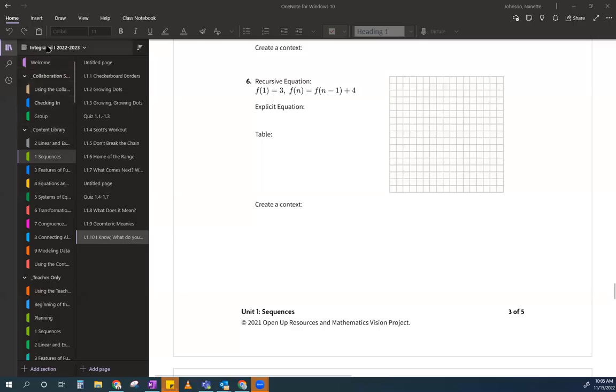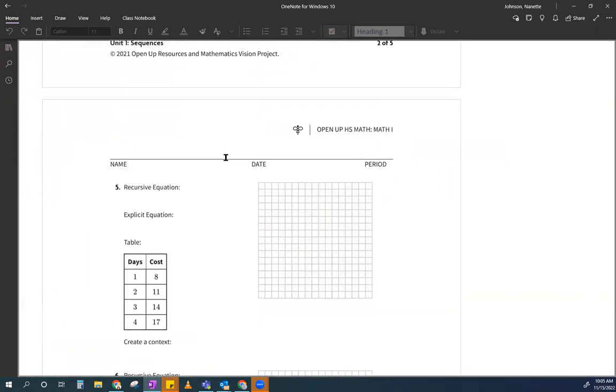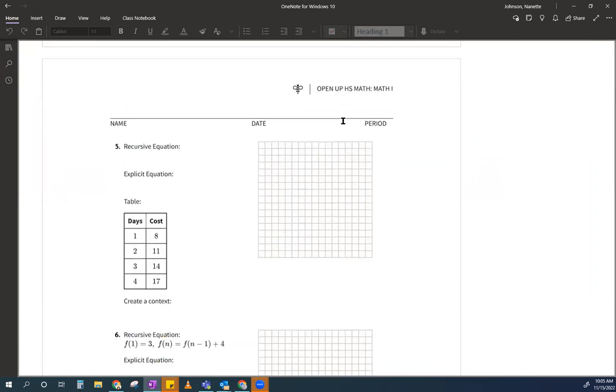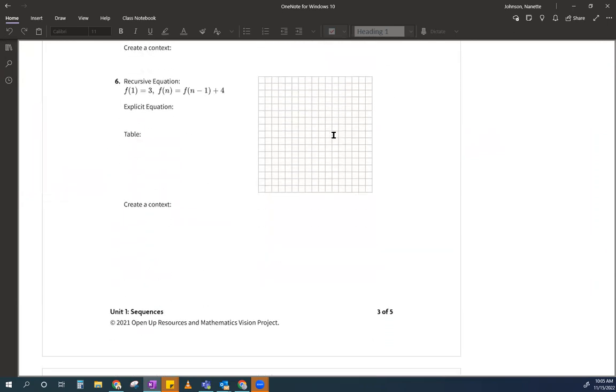All right, so we're going to be going over 1.10, which is about arithmetic sequences. And the directions for this goes here. Use the given information to create the other representations for each arithmetic sequence. So again, arithmetic sequence is another name for a type of linear function where we just give you numbers, and it's a sequence, so it's a list of numbers. Now that you understand the idea of discrete, it is a discrete function, right?